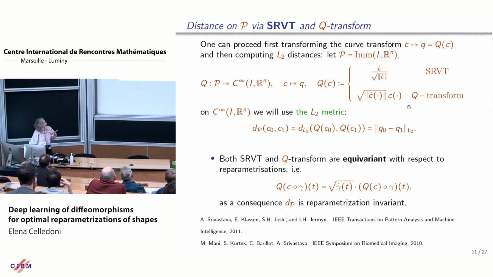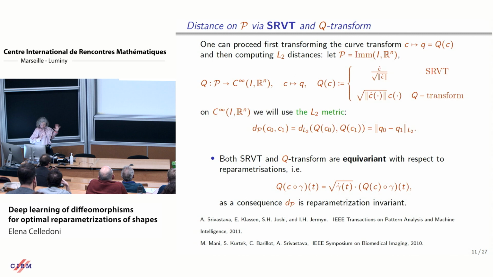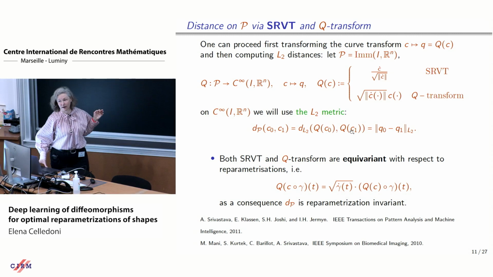Or with the so-called Q transform, where you simply scale the curve. You take your curve and you scale it by this thing here, which depends on the derivative. The distances you get are simply the L2 distance of the transformed curves. Okay? And they are well-defined notions of distances. But why are these interesting transformations?